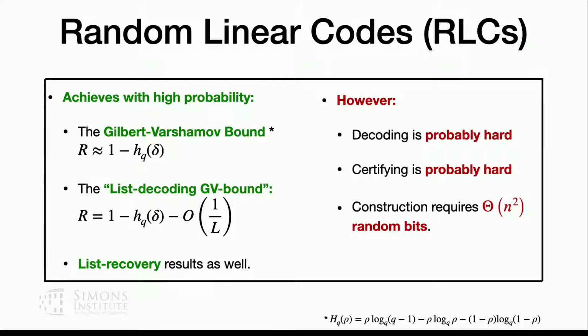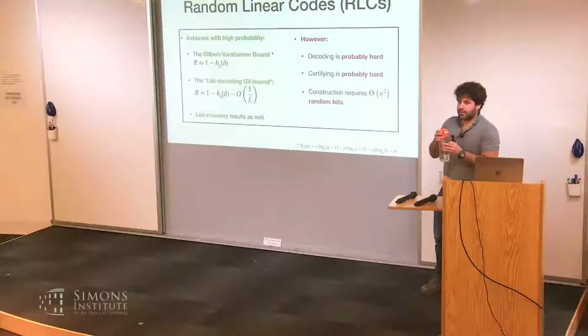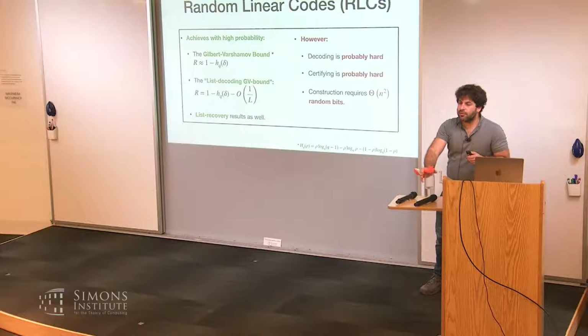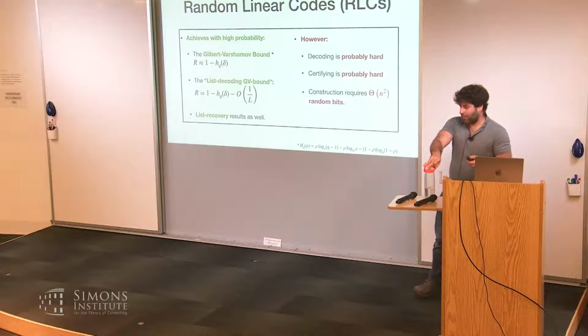Yes? Regarding the GV bound, is this for random linear codes or for random codes? Sorry? Yes, random linear codes achieve this. With the 1 over L dependence? Didn't you show that for a large q? Yeah, exactly. No, for small q, this was already known. Oh, I guess there's an intermediate gap.